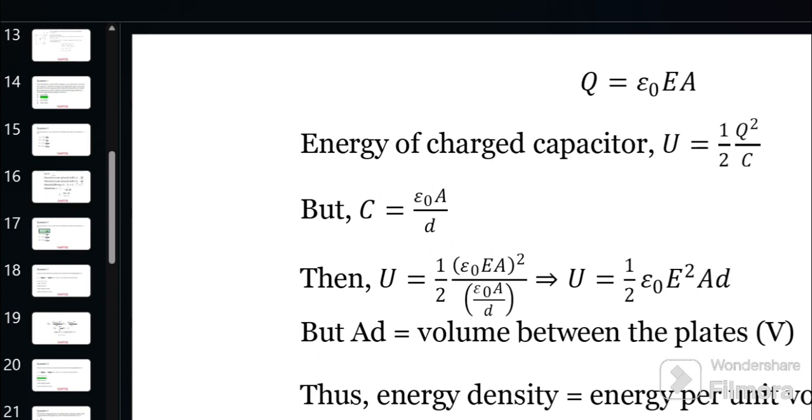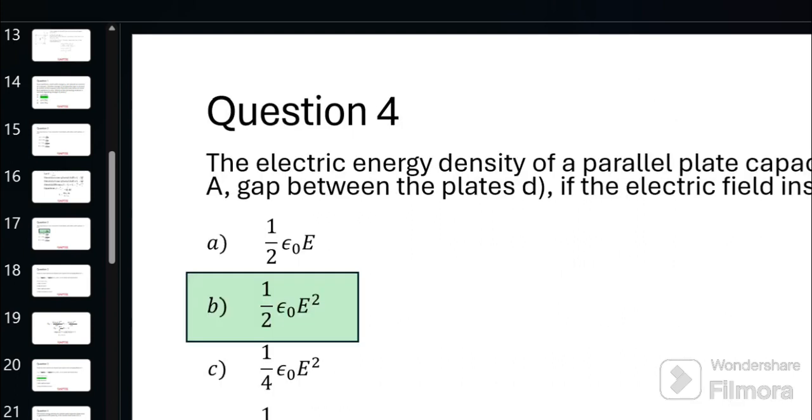So again, we get the energy from the charge. We know the energy of the charged capacitor, and we know the volume of the capacitor. That is, AD is the volume between the plates. You can consider it the volume of the dielectric media, and then we get the energy density is half into epsilon into E square. So answer is B, half into epsilon into E square.